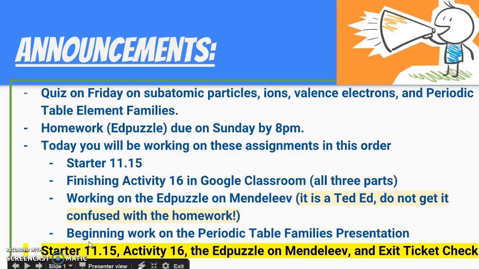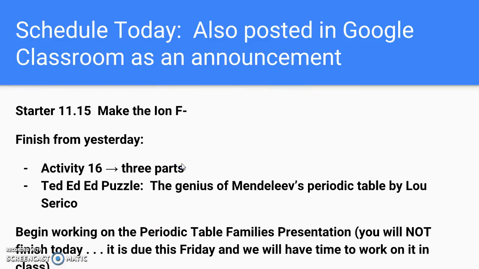And then you're going to be beginning work on the periodic table families presentation, and I'll get into that in just a second. So just review over what is due today. One thing I didn't mention until just now, you have your starter 11.15 due, and activity 16 from yesterday. You need to get that done today. You need the Ed puzzle on Mendeleev done today, and then you're also going to have an exit ticket checkup to make sure you actually review the presentation and have watched the video so you know what's going on for the week. All right, quick review over the schedule again, and I'm going to post this on Google Classroom as an announcement because there's a lot to do today. I'm going to make sure we're not confused about any of it.